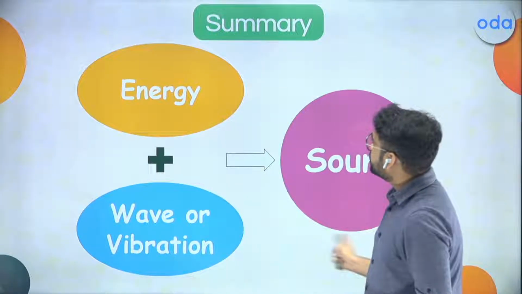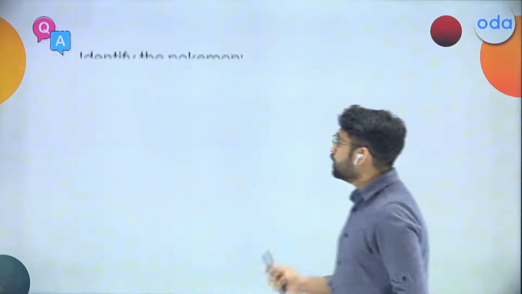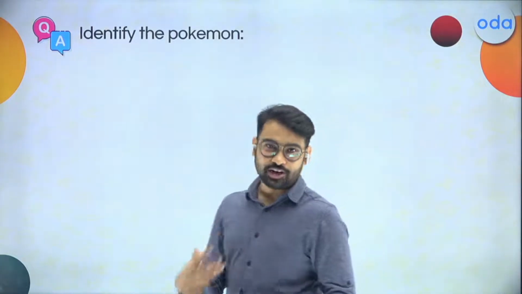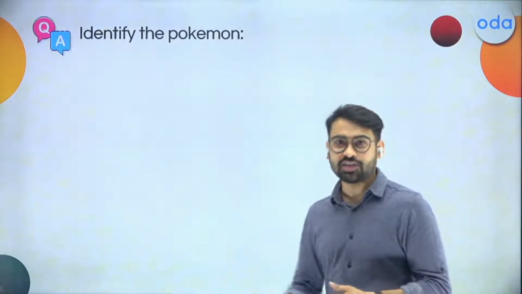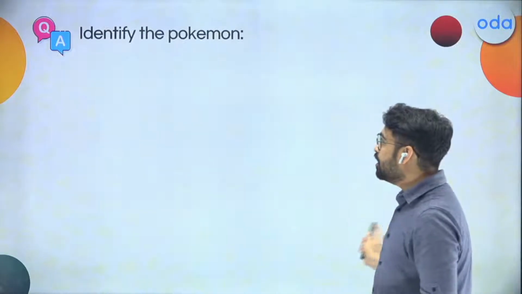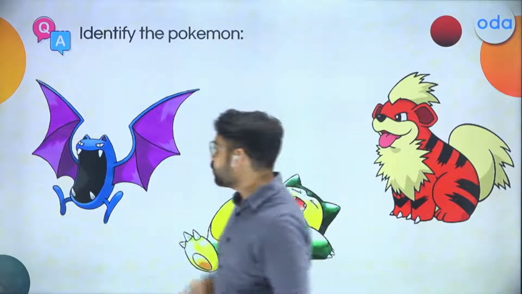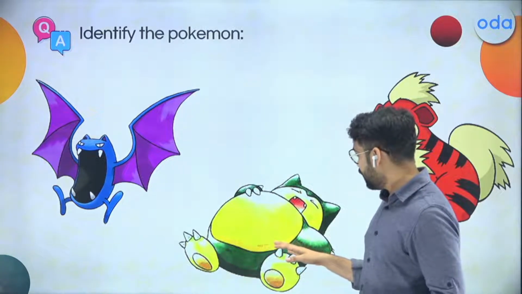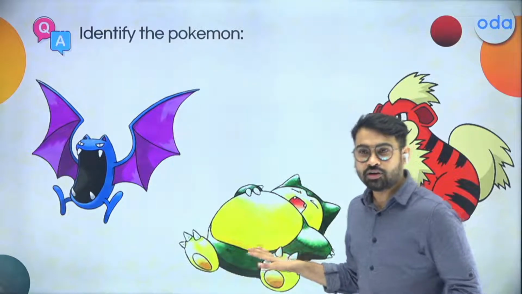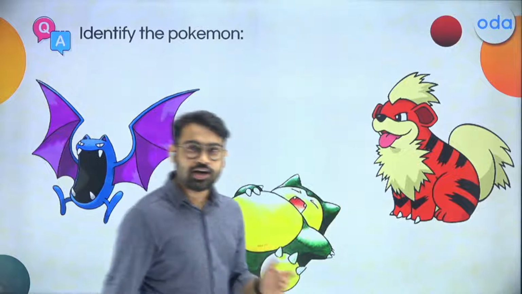So, guys, there's something interesting that I would like to tell. This comes from one of my favorite cartoons, and that is Pokemon. First of all, we're not going to talk about sound directly. Let's have a little fun. I hope you might be able to answer this. You have to identify which Pokemons these are. They seem something like a bat. They seem something like a fat sleepy Pokemon, right? And this one seems like a dog. So, what are these Pokemons?